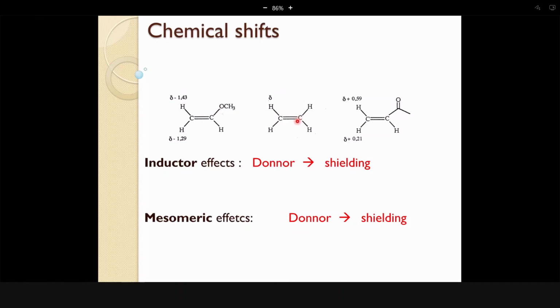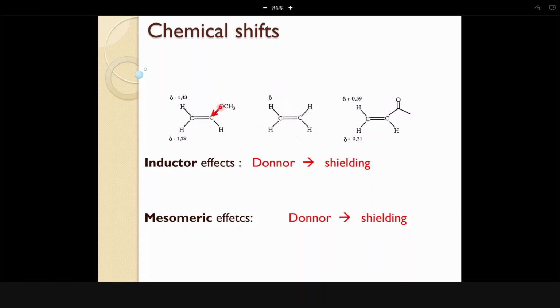So remember, as soon as you have a donor effect, which could be an inductor effect or a mesomeric effect, then you will have a shielding consequence on the chemical shift, which means that we have a lower chemical shift than the one in the starting molecule. And this is the case in the molecule from the left side, the ether.